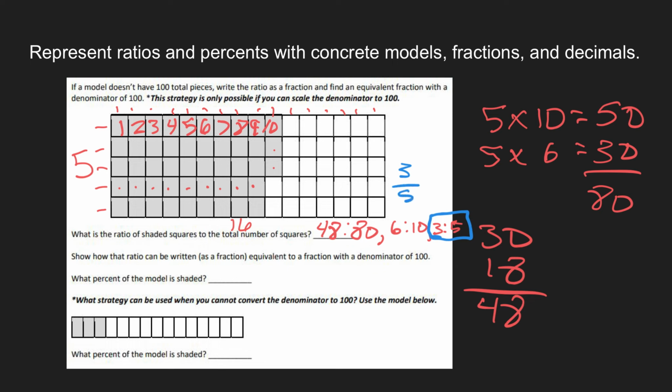Show how the ratio can be written as a fraction. So we did that. Oops, sorry. What percent would it be? Well, if I could get it to 3 to 5, then I could also get it out of 100 because 5 times 20 is 100. So 3 times 20 would be 60, which would be 60%.